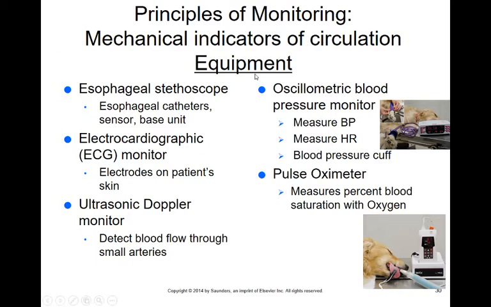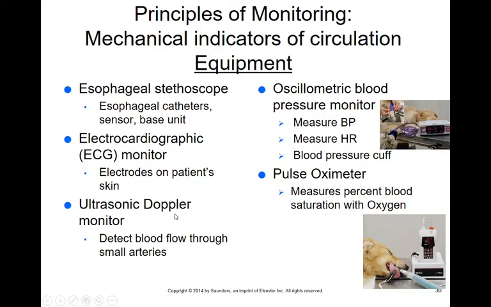Principles of monitoring. So some of the equipment that we're going to use: an esophageal stethoscope, really cheap equipment. Basically it's an amplifier that you attach to your stethoscope and you slide it down their esophagus and it gets right to their heart, and you can hear their heart really easily. So we can use that. We can use esophageal catheters with a sensor and a base unit so that you can hear it without putting your stethoscope to your ears. EKG, really important to set your EKG up. We put the electrodes on the patient's skin, and we can monitor what the heart is doing and how it's working.